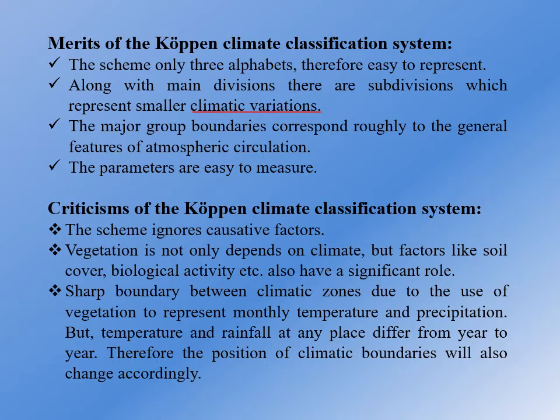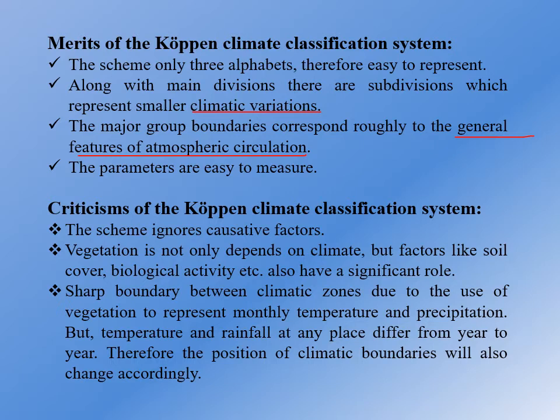The parameters which Köppen used in this climatic system, that is the monthly average temperature and the monthly average precipitation, as well as the annual average temperature and annual average precipitation, are more or less easy to measure. Apart from this, the Köppen climate system is very easy to modify. So new classes of climatic divisions can be easily added within this classificatory scheme.